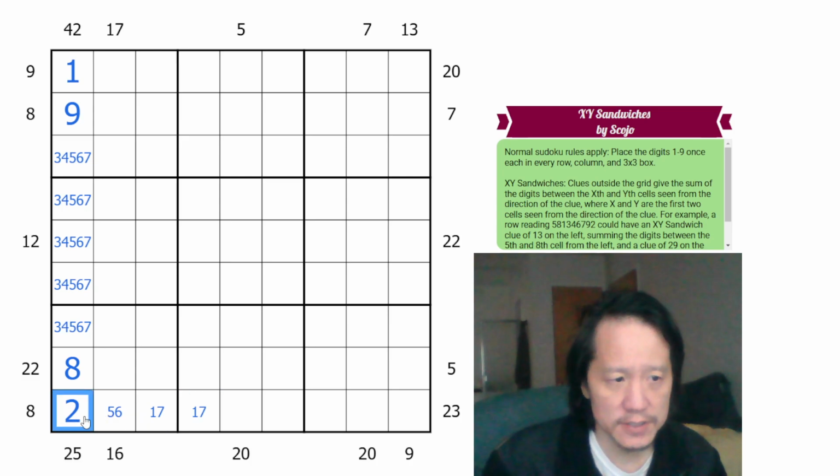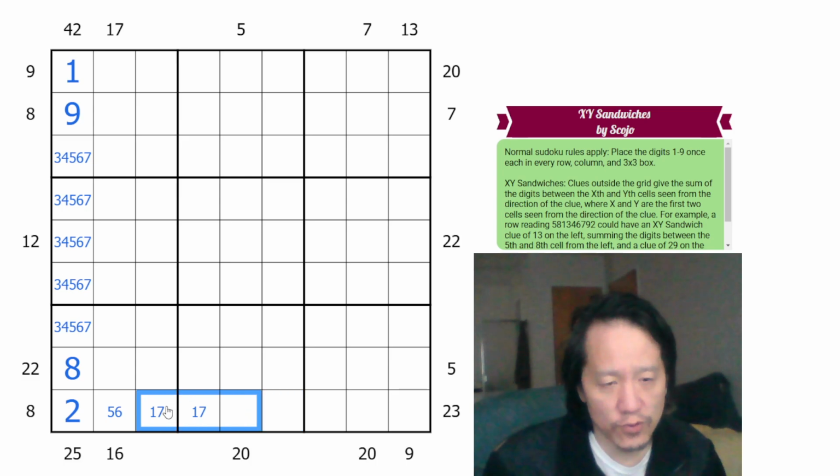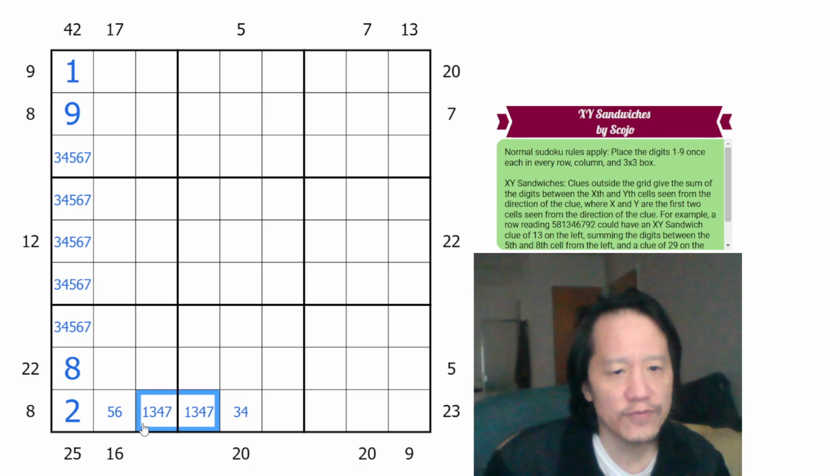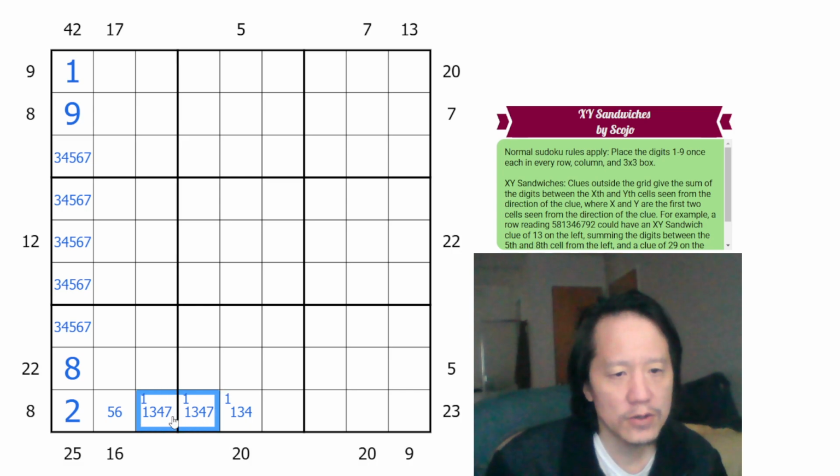If it's 2 and 6, that means it would be these 3, and it would have to be 1, 3, and 4. So one of these 3 is a 1. And it's either 1, 7 here, and this is 5, or it's 1, 3, 4 here, and this is 6.